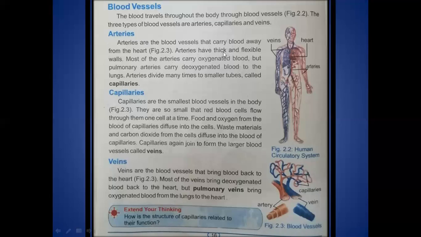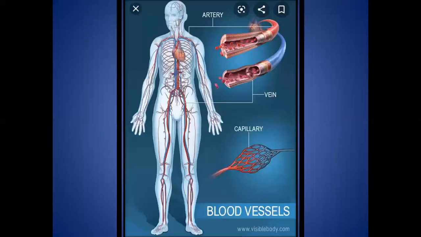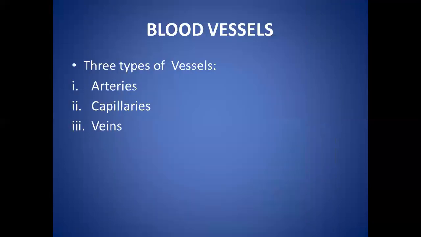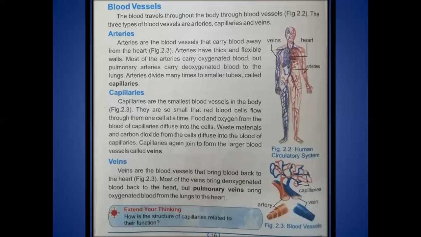Arteries have thick and flexible walls. I showed you in this video. You can see arteries have thick and flexible walls. You can see the wall of the arteries. So most of the arteries carry oxygenated blood. I told you that the main function of arteries is that they always carry oxygenated blood.